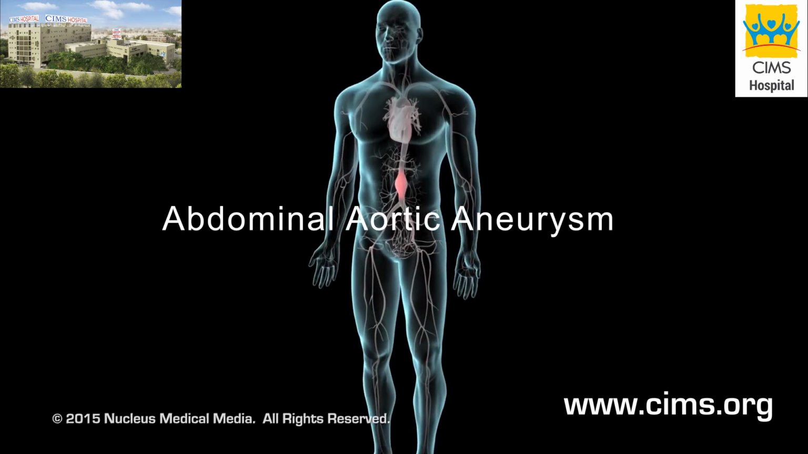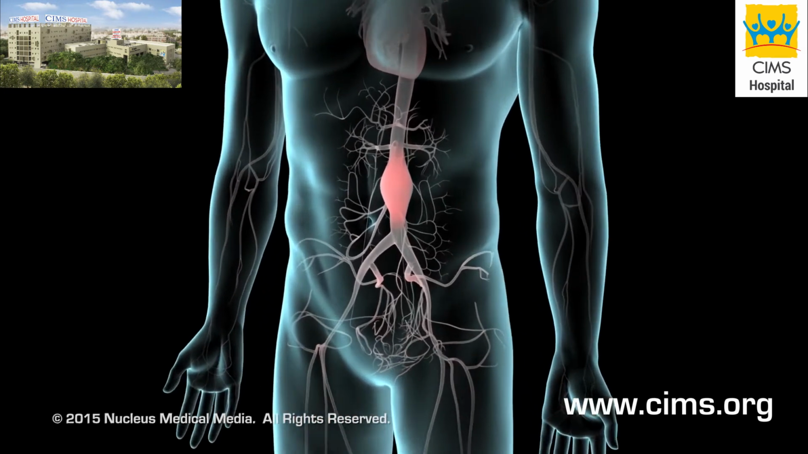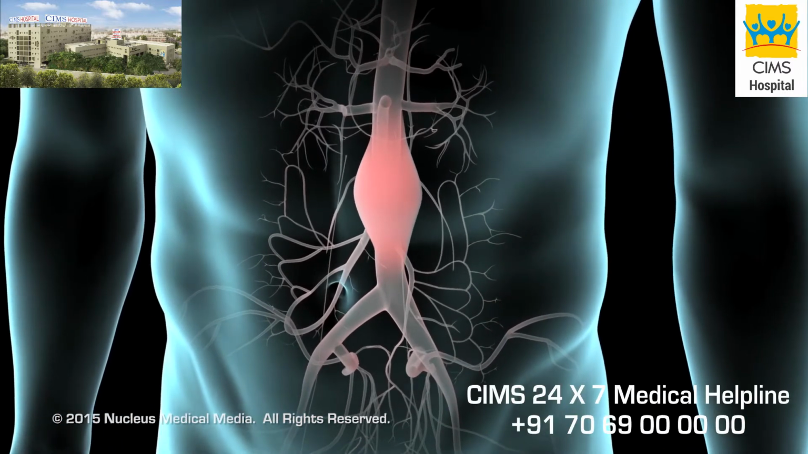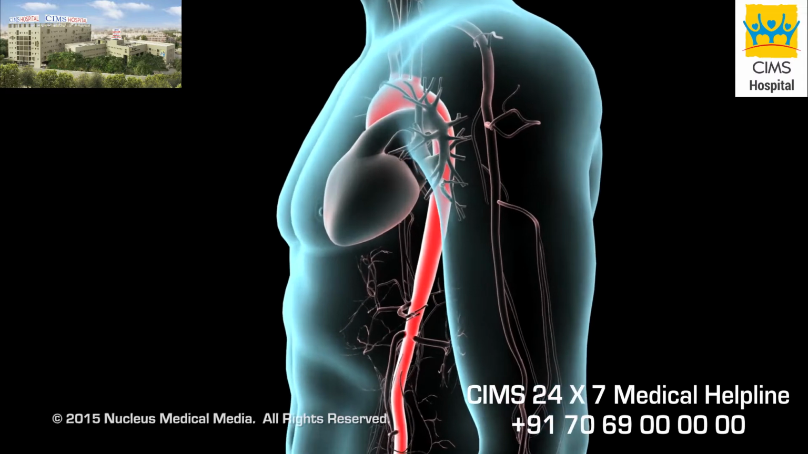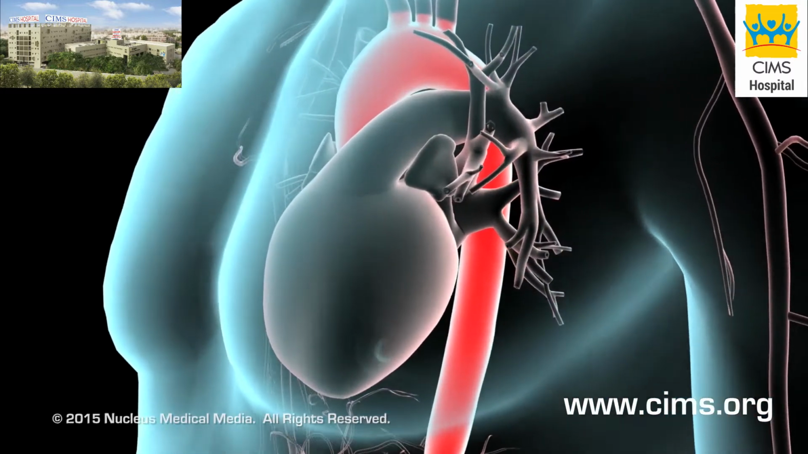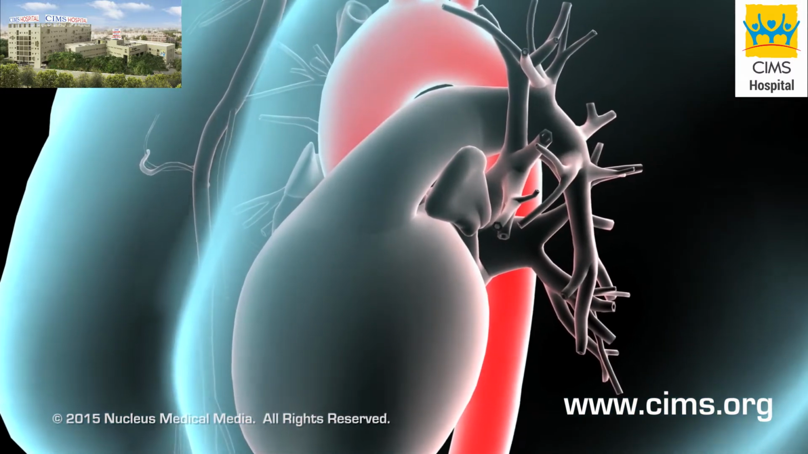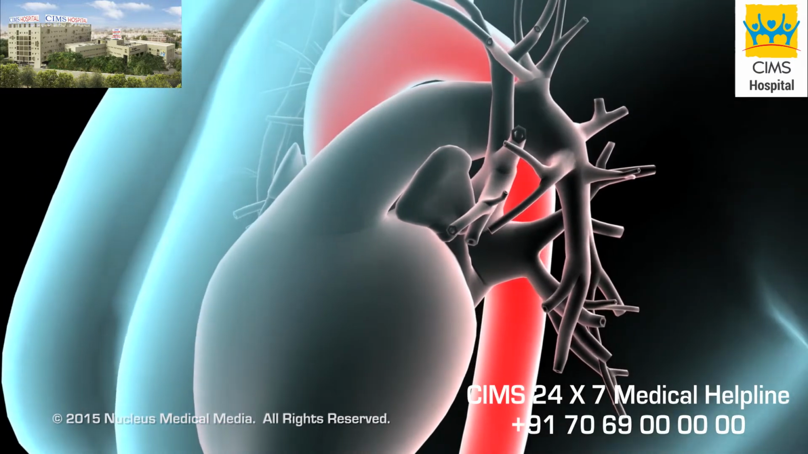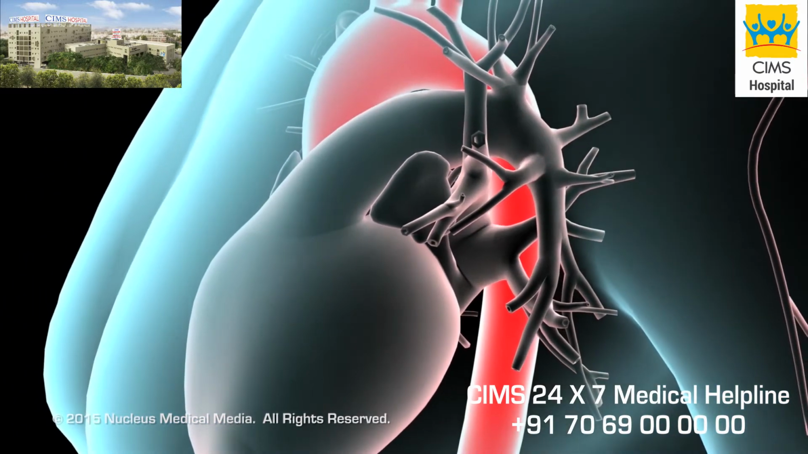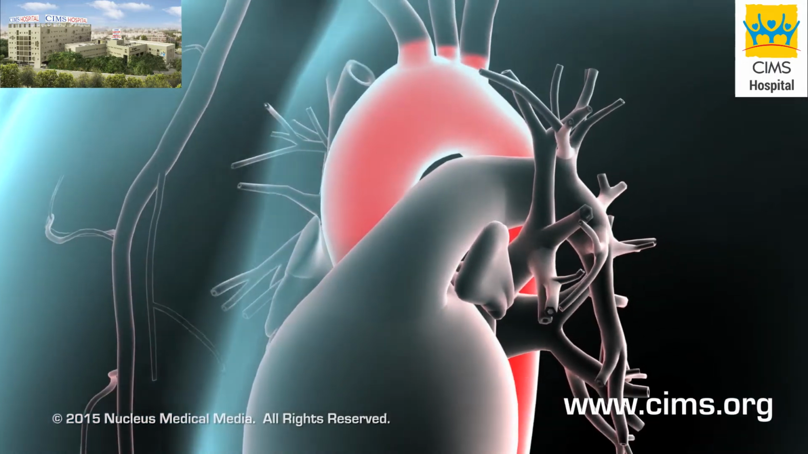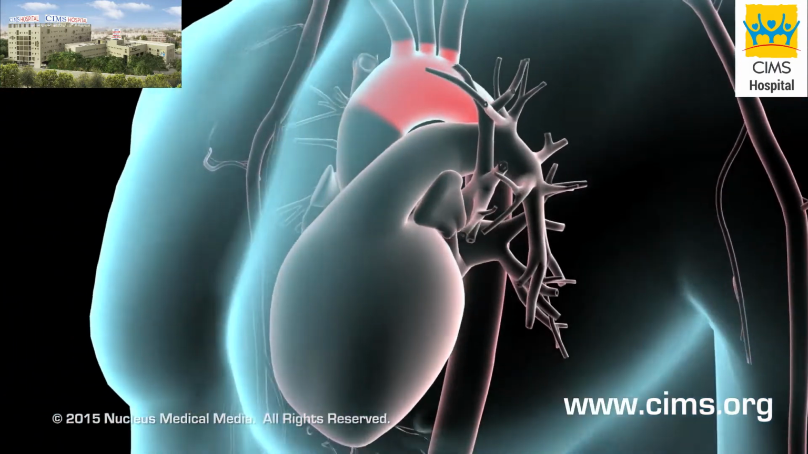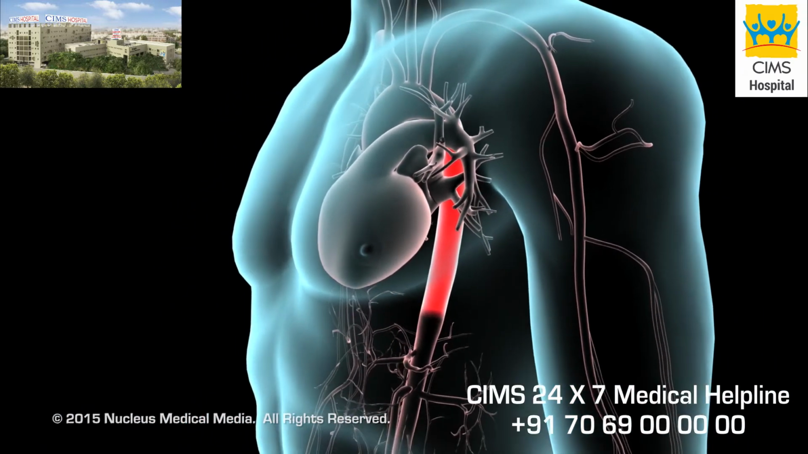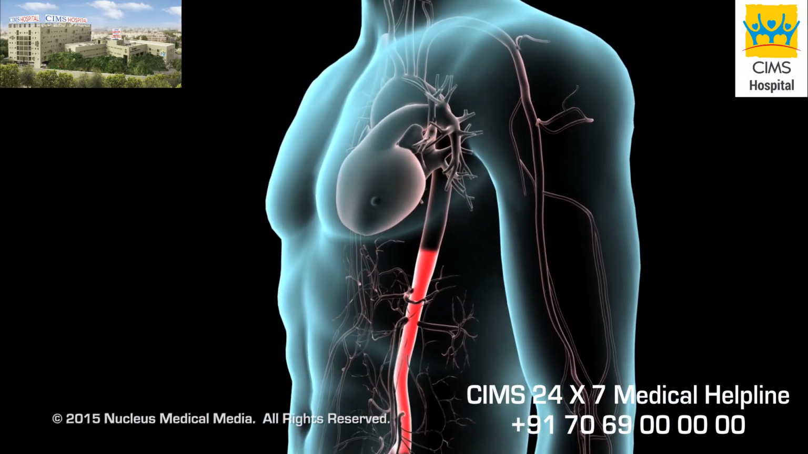Your surgeon will perform an abdominal aortic aneurysm repair to prevent the rupture of a bulging area of your aorta. The largest artery in the body is the aorta, which is attached to the heart and receives blood directly from the left ventricle, or main pumping chamber.